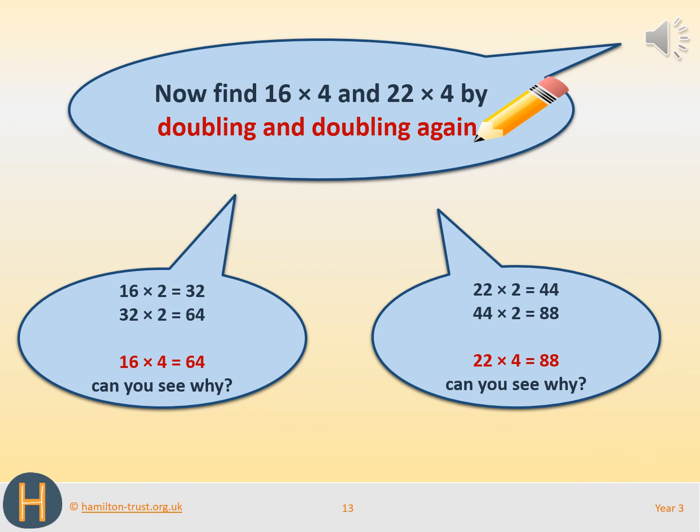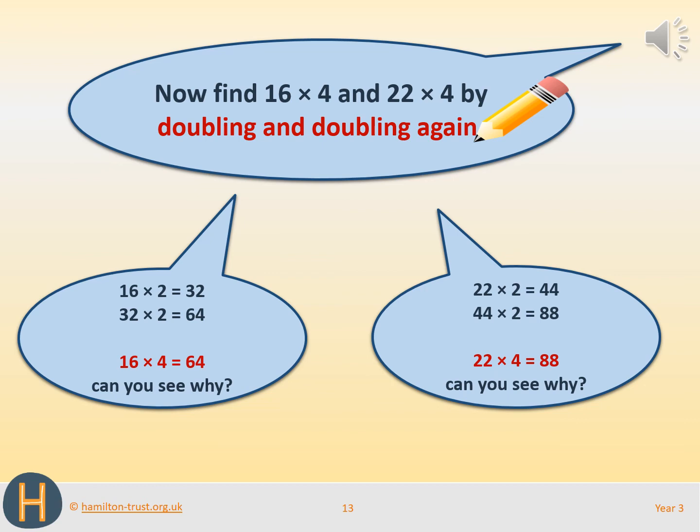Let's look at 16 times 4. First, we doubled 16, times 2, we get 32. Then we double again. 32 times 2 equals 64. So 16 times 4 is 64. Can you see why? We had 2 lots of timesing by 2 in that calculation, and we know that 2 times 2 is 4. That's why we double and double again.